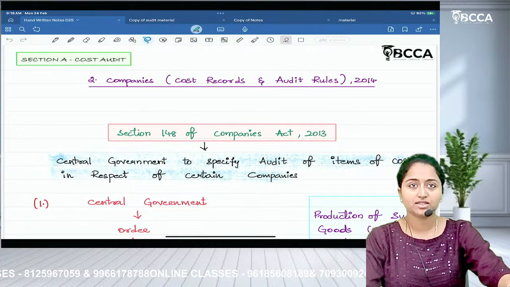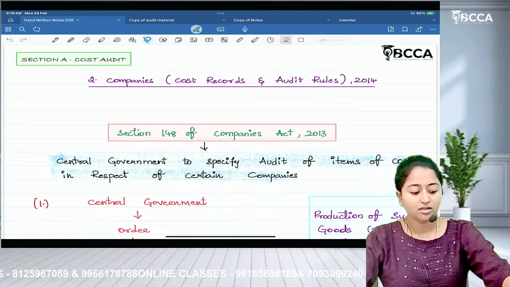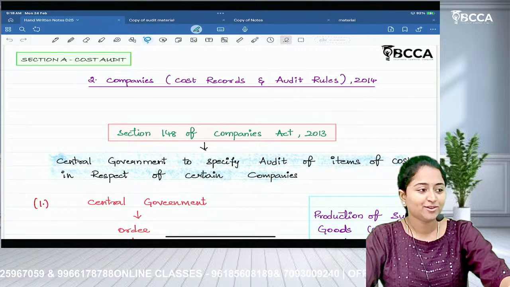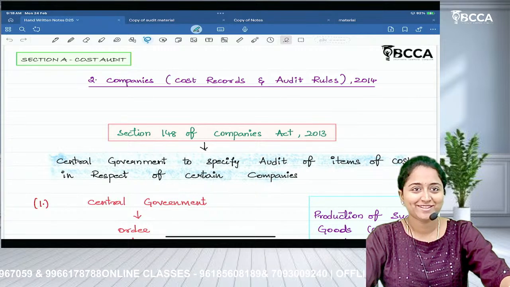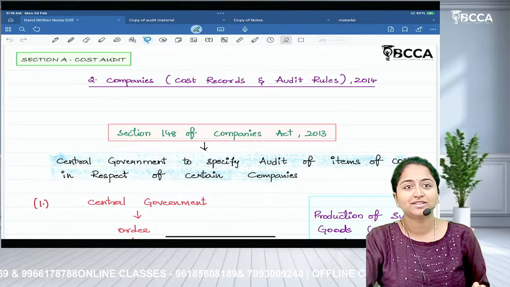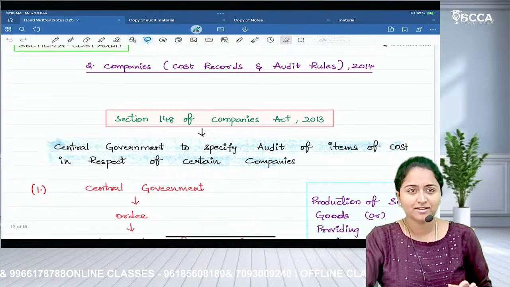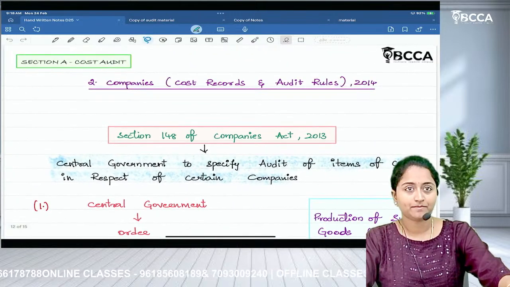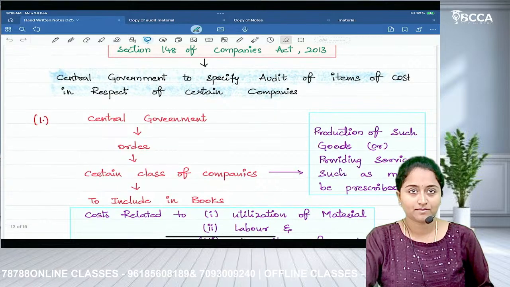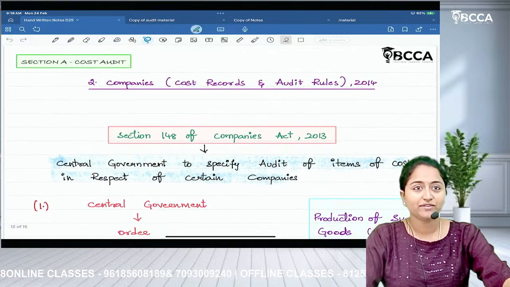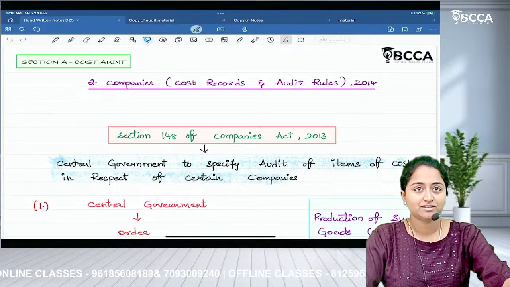So we'll start today's class. Till previous class, what we have discussed? No idea, ma'am. We were there in class, but we don't know. What we have discussed? Basics.